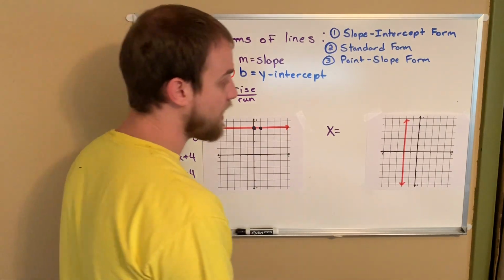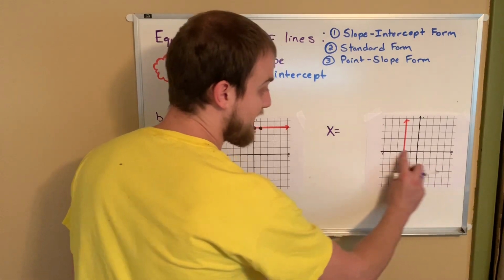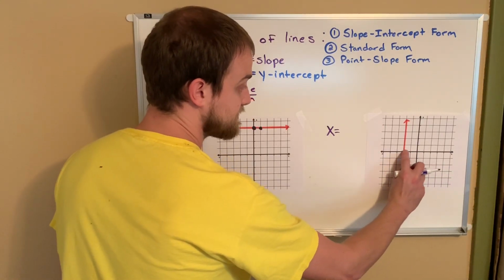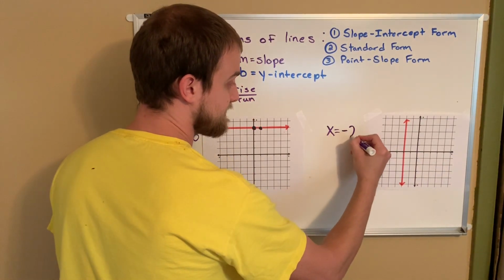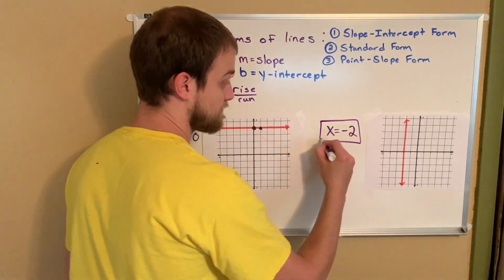But x equals what? Well, what is x equaling? Well, on my x-axis, where am I? 1, 2 to the left. X equals -2. And believe it or not, we're done right there.